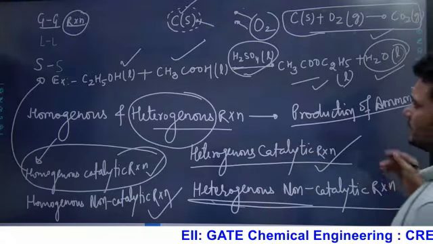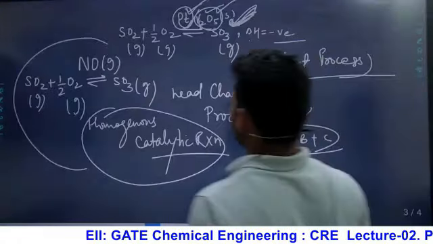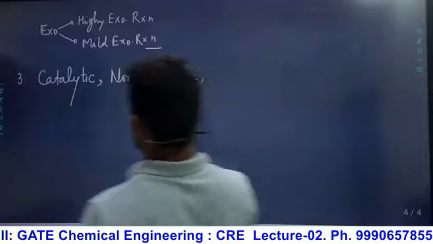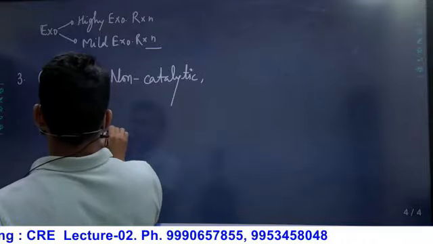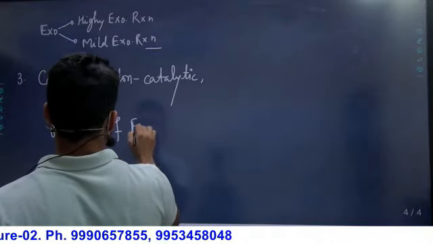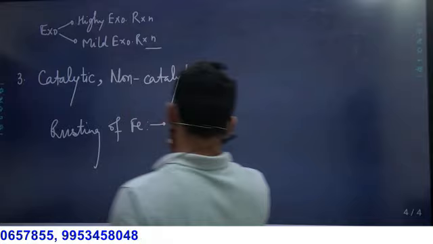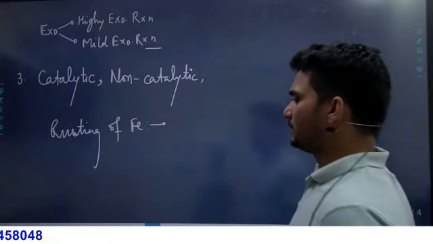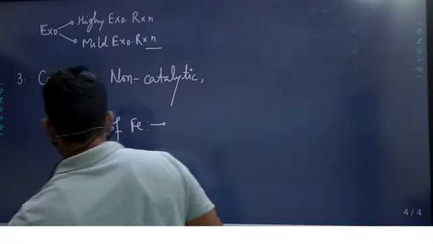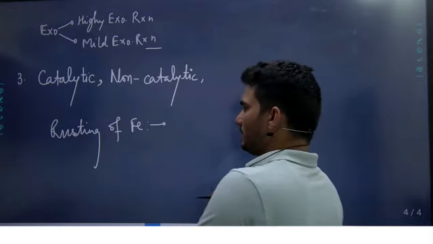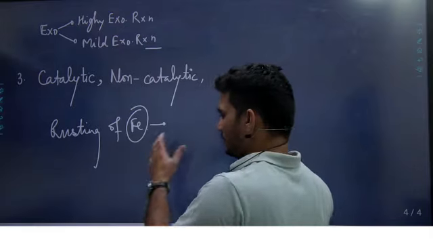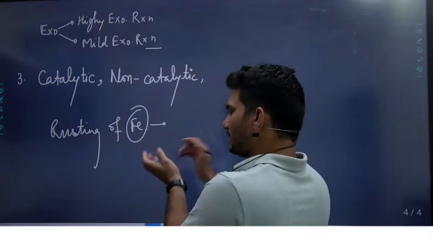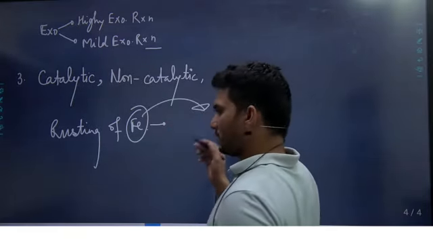Heterogeneous non-catalytic reaction. You will find it as rusting of iron, corrosion. Simple, these are examples of heterogeneous non-catalytic reaction, because an iron article in the starting is in a very shiny form, but after that its color changes, it becomes reddish brown.